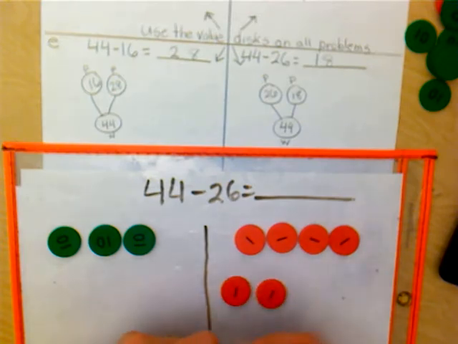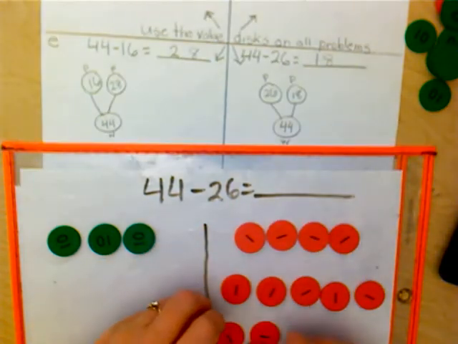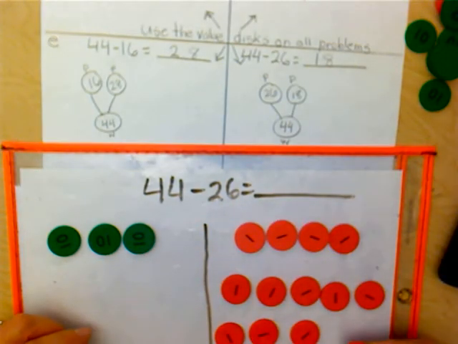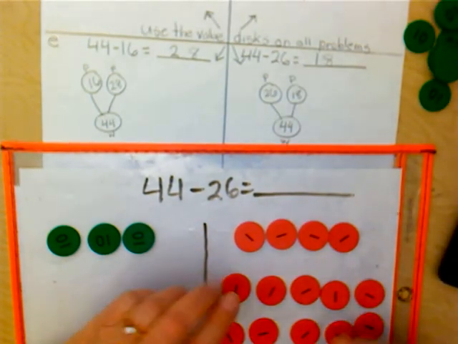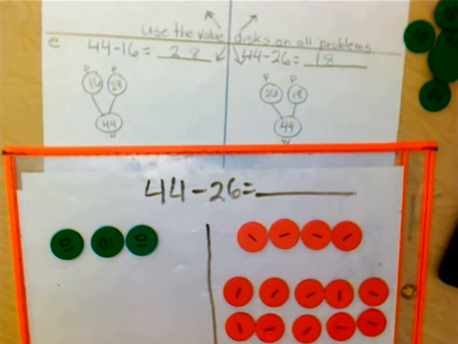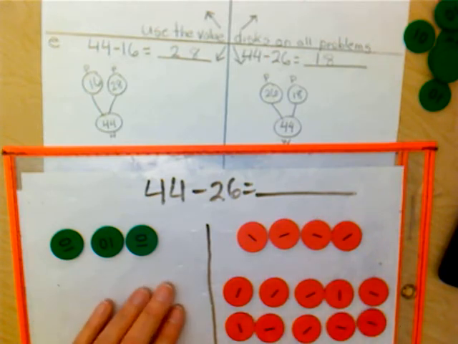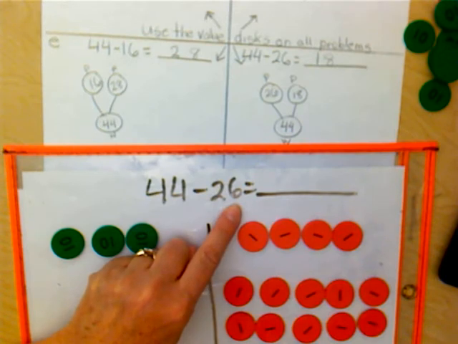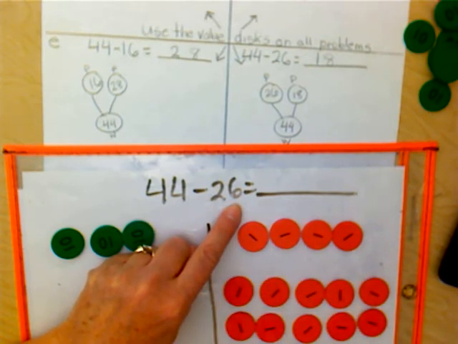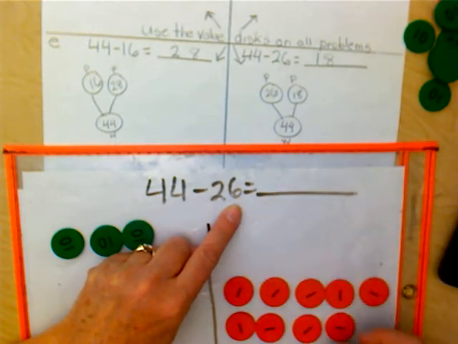1, 2, 3, 4, 5, 6, 7, 8, 9, 10. My value has not changed. It still represents 44, but instead of having 4 tens, I only have 3 tens, and now I have 14 ones. Can I take that 6 ones away from my 14 ones? I sure can. 1, 2, 3, 4, 5, 6. That leaves me with 8 ones.